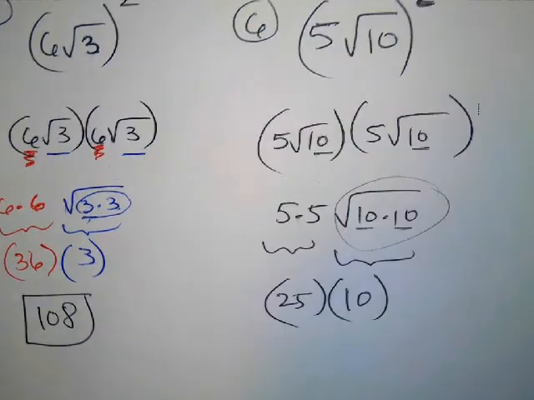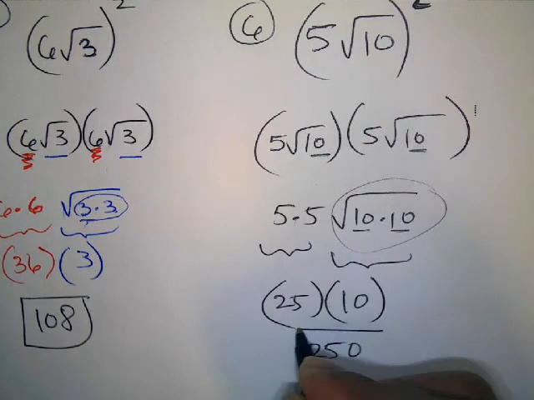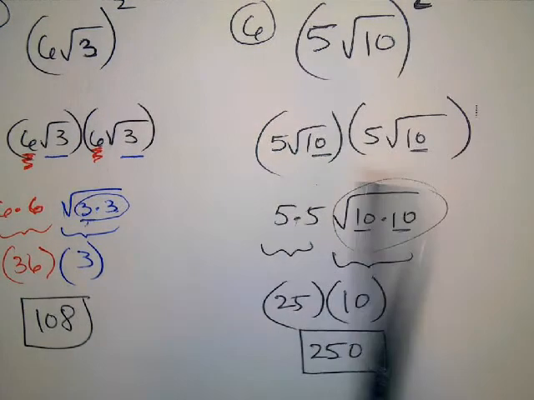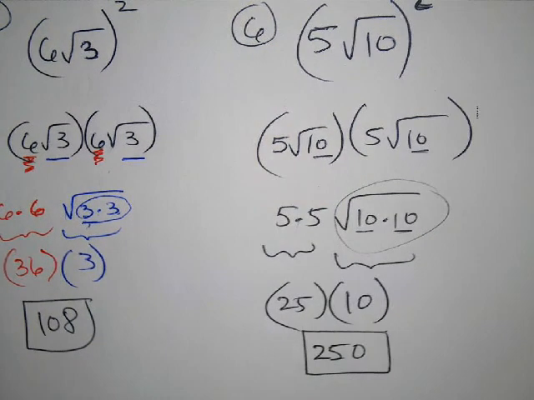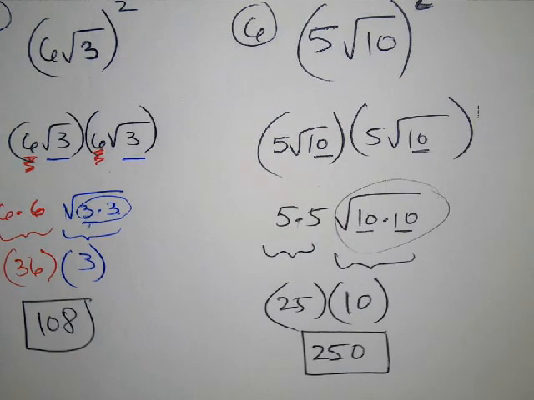5 times 5 is 25. Well, multiply those 2 parts. 25 times 10, 250. Okay, we're going to be doing this a lot, so you got to get sharp with these.